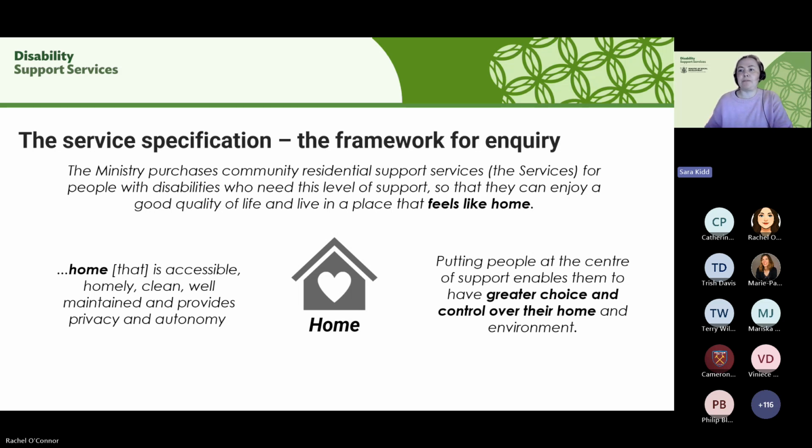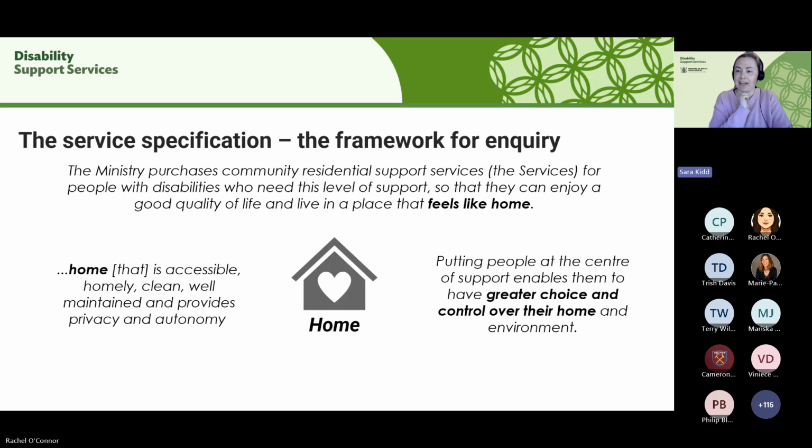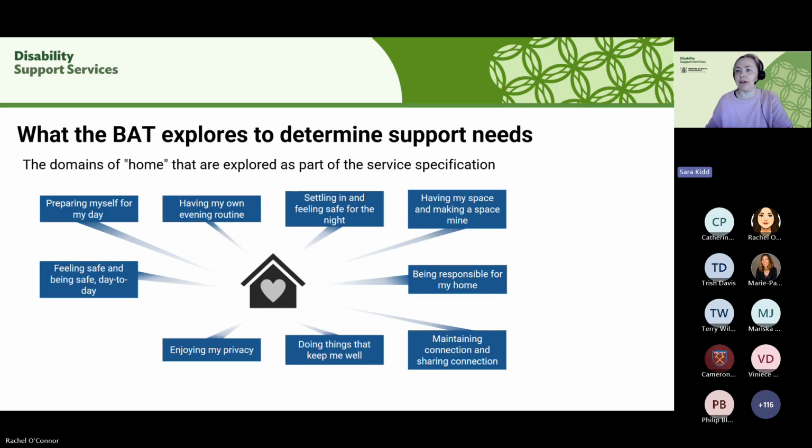To deliver on the service specification, the band allocation tool takes the approach of working through what makes for a good home in general and specifically for this person, what the disability-related challenges someone might experience to living well in a residential care home are, and also what is necessary to support the disabled person to overcome those challenges and enjoy a good quality of life and live in a place that feels like home.